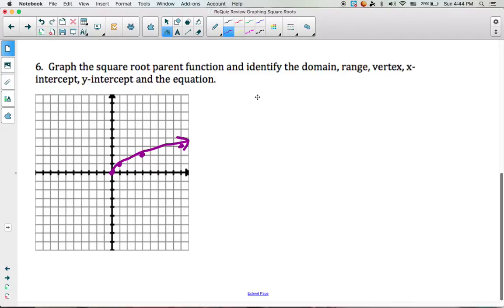So there's our graph. And they want us to identify the domain, the range, the vertex, the x-intercept, y-intercept, and give the equation for the parent function.